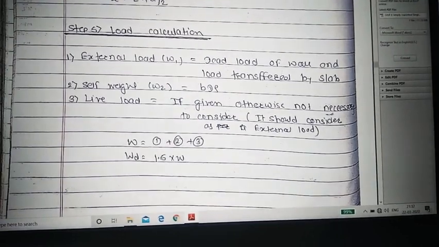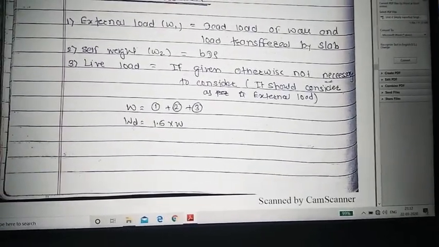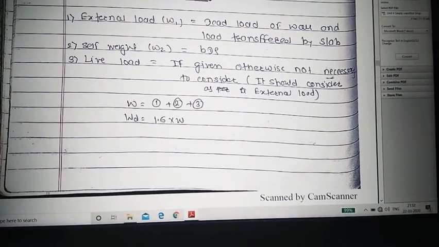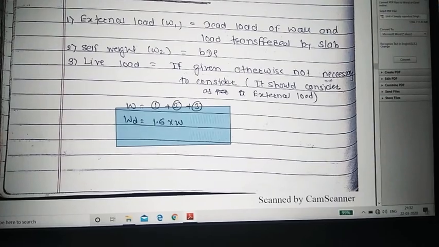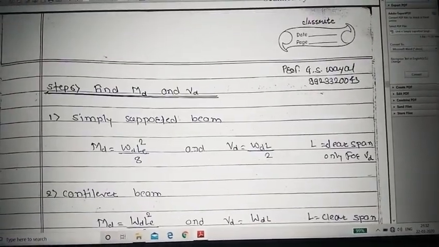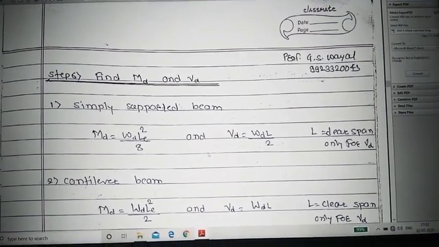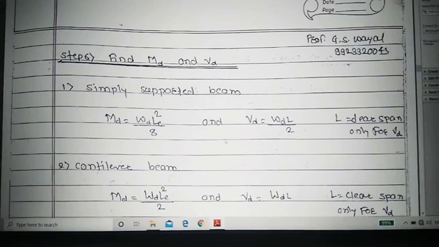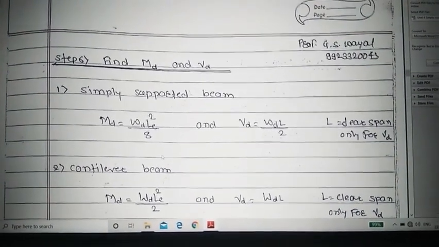So after that, add these three loads and convert this load to the factored load by multiplying by 1.5. So your WD is 1.5 into W. Now next, once you calculate the load, then go for the shear force and bending moment calculation. So step number 6 is find MD and VD.